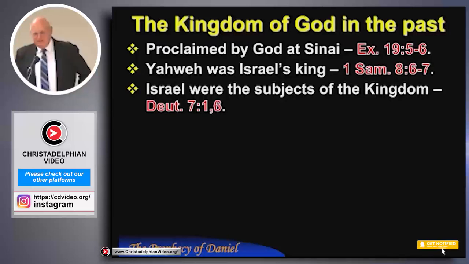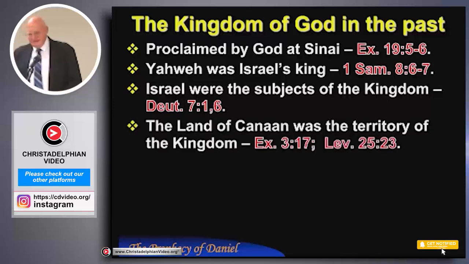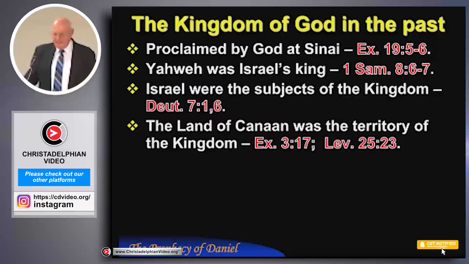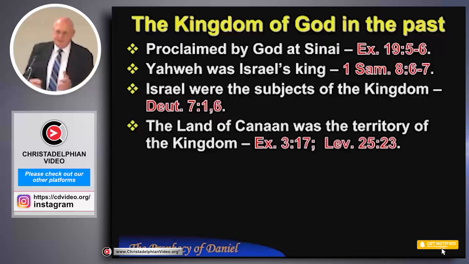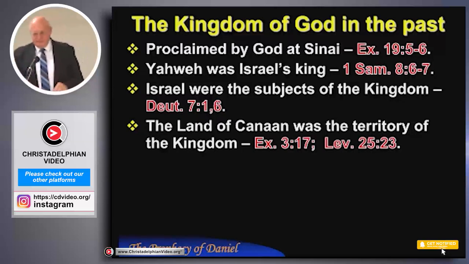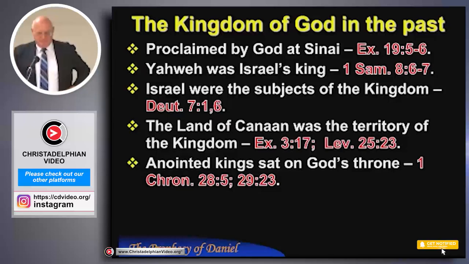Israel, of course, were the subjects of that kingdom, as we're told in Deuteronomy 7, verses 1 and 6. The land of Canaan was the territory of the kingdom, Exodus 3, 17. And in Leviticus 25, verse 23, Yahweh says to Israel through Moses, you can't sell the land. It's not yours. It's mine. It's my land. And he was, of course, the king of that land, the kingdom of God on earth.